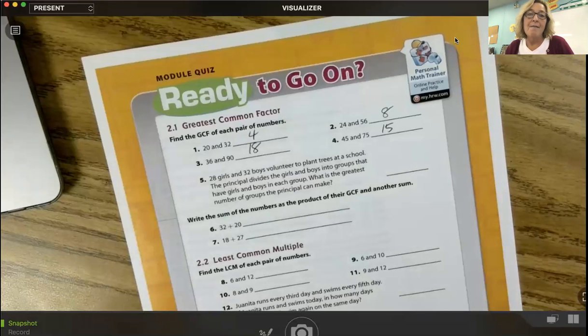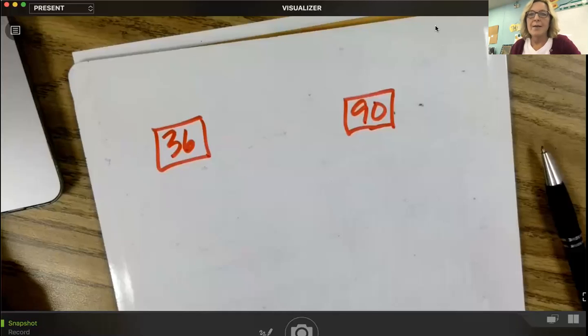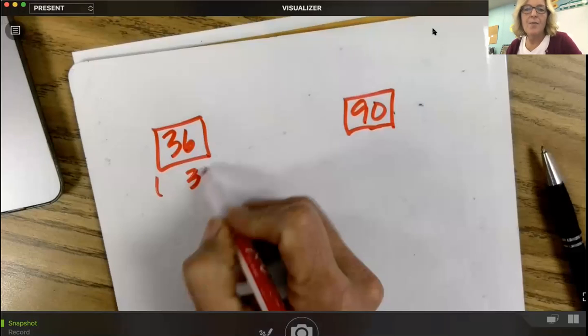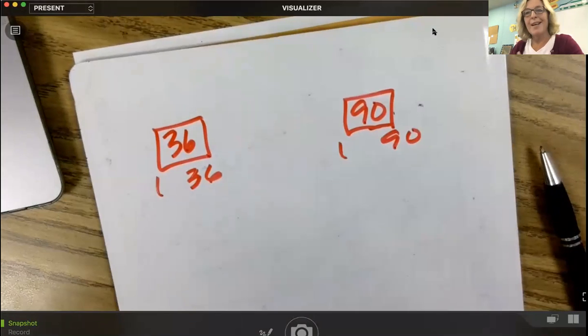Now, for 1 and 2, you might have been able to do that with mental math, understanding multiplication. But probably 3 and 4 would have maybe taken a little bit more effort. So I am going to write out the factors of each of those numbers. All right, so I know 1 and 36 and 1 and 90 are going to get it done, right? Now I'm going to go through the divisibility rules for each of them kind of at the same time.